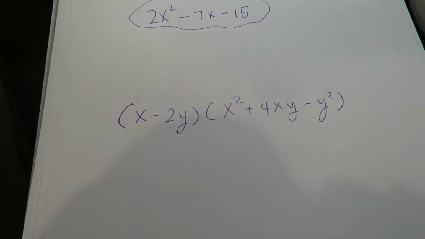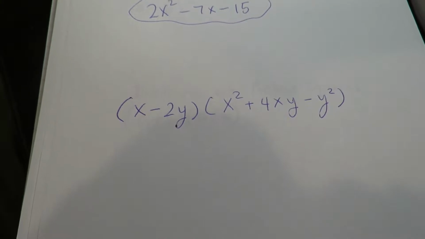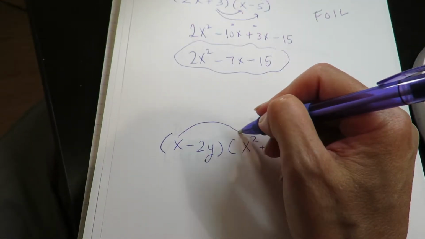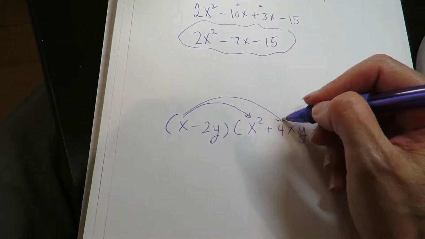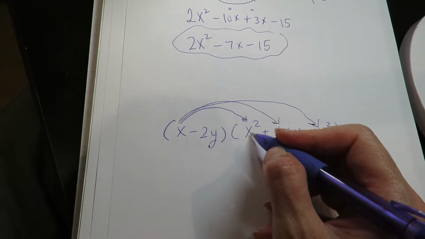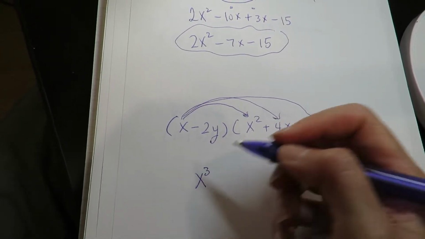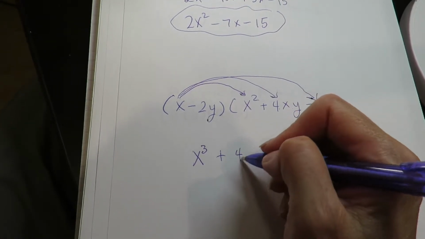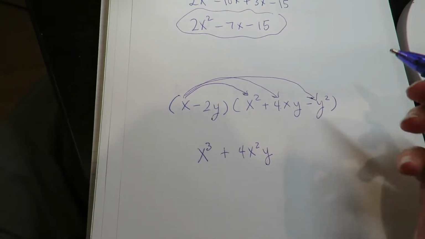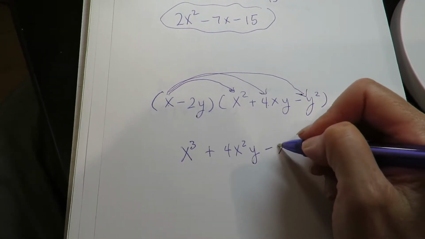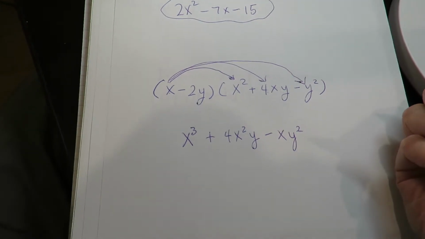Okay, here's another one. Now we have a binomial times a trinomial. It's basically the same process. So the first one is going to be multiplied times each term in the trinomial. So x times x squared is x cubed. X times 4xy is 4x squared y. X times negative y squared is negative xy squared.